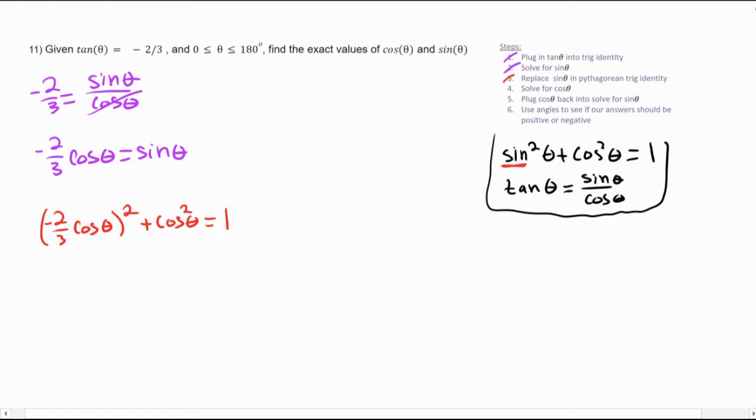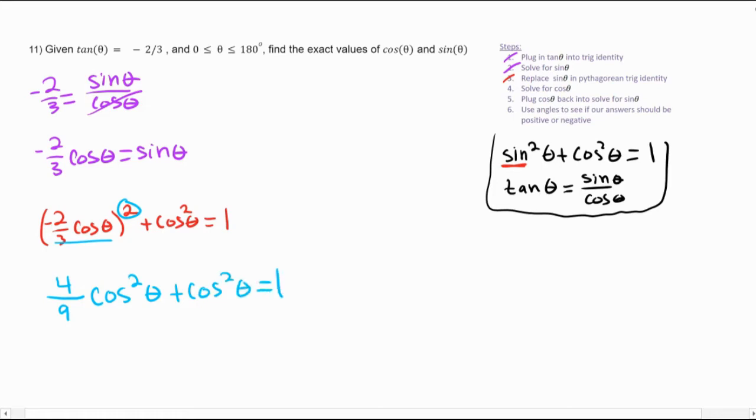Now I'm solving for cosine of theta. Now this is going to use, I guess, probably the most math on this one. So first thing I'm going to do is square this here. Negative 2/3 squared. If I'm squaring a negative, it's going to go away because negative times a negative. 2 times 2 is 4. 3 times 3 is 9. Cosine squared is just cosine squared theta. And then I have the rest of my trig function.